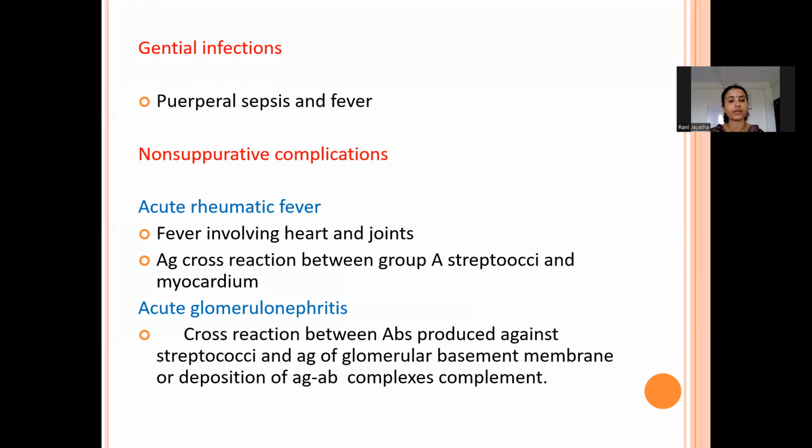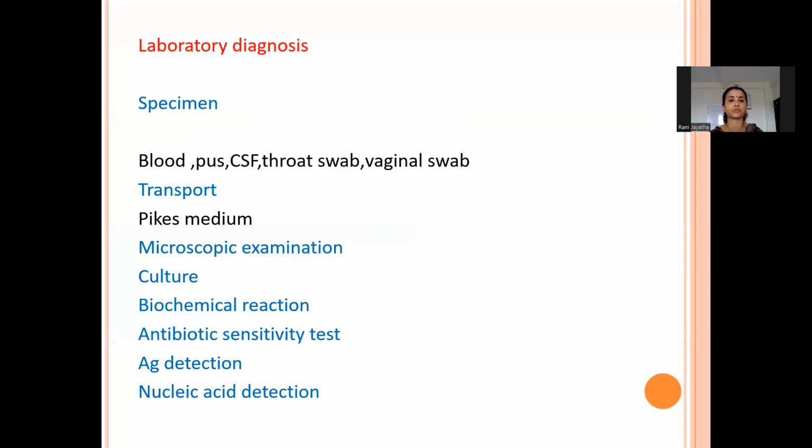Acute rheumatic fever is a fever involving the heart and joints. It is due to antigen cross-reaction between group A streptococci and myocardium. Acute glomerulonephritis is due to cross-reaction between antibodies produced against streptococci and antigen of the glomerular basement membrane, or deposition of antigen-antibody complexes. In acute rheumatic fever, the principle is antigen cross-reaction between streptococci and myocardium. Glomerulonephritis is the same thing, an antigen cross-reaction between streptococci and the glomerular basement membrane.